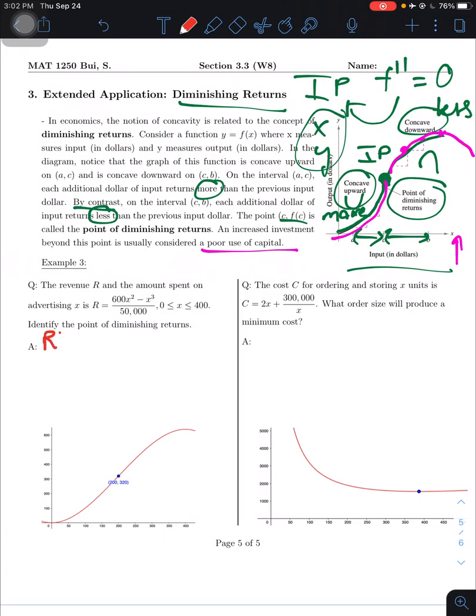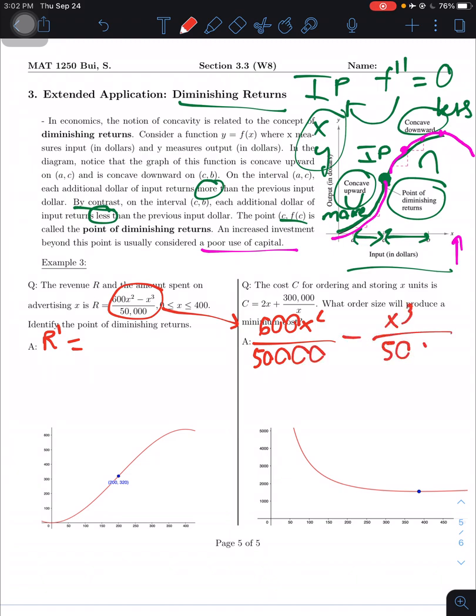First derivative, R prime, it equals what? First of all, let me break this down into two pieces so it's easier for us to do. It's going to be 600 x squared divided by 50,000, and then minus x cubed, and then 50,000.